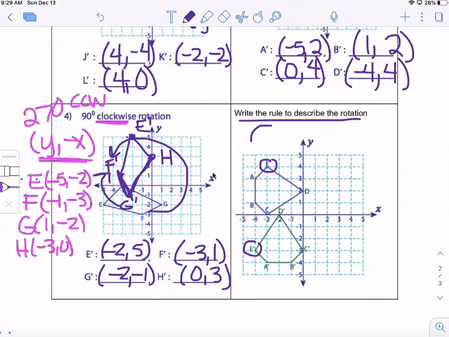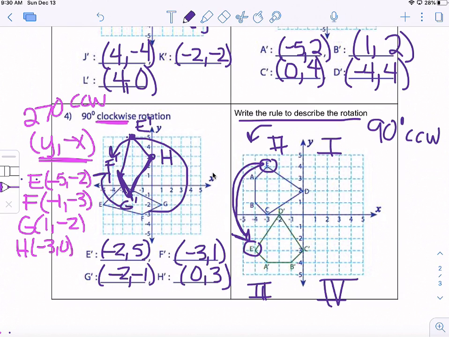And we always rotate counterclockwise, so we went from quadrant 2 to quadrant 3. This is quadrant 1, 2, 3. This is quadrant 4. So E went from quadrant 2, and E prime is in quadrant 3. So that's one turn. One quadrant is one turn, so that would just be 90 degrees counterclockwise, because we're going to the left in order of the quadrants, and the rule for 90 degrees counterclockwise would be -y, x, and that is the rule.